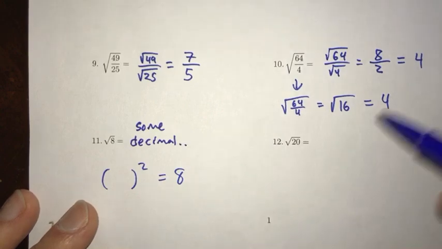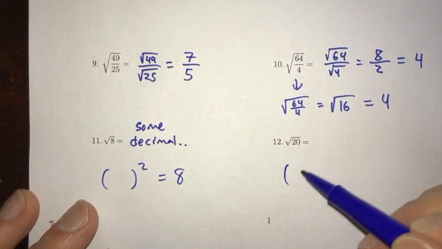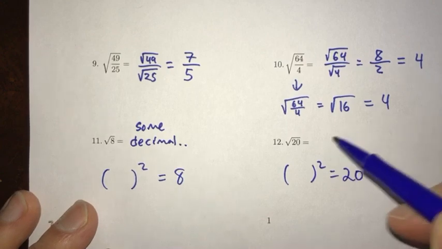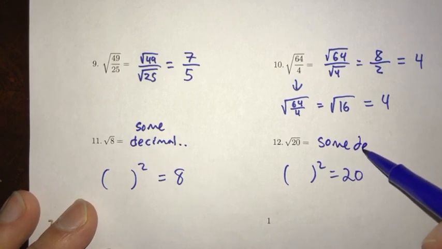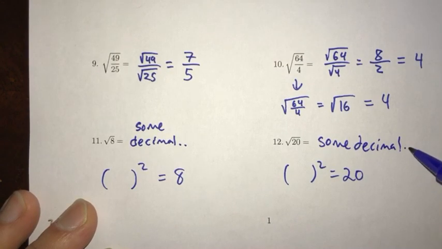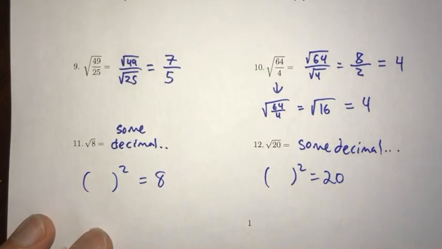I'll just say it's some decimal. Same thing here. We can't think of a number that when we square it, we get 20. So I'm just going to say it's some decimal. I'm not too concerned about it right now.